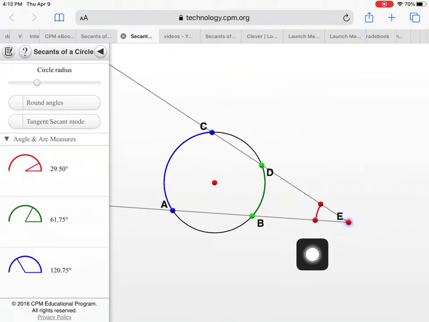And what I notice on this is if I take my major arc and subtract my minor arc from it, so if I take 120.8 and subtract 61.8, I get 59 degrees. And if I take half of 59 degrees, that gives me 29.5. So that relationship is the same as it was for the two tangents to find x. To find x, I had to take 1/2 of the major arc minus the minor arc. And the same thing here if I have two secant lines.